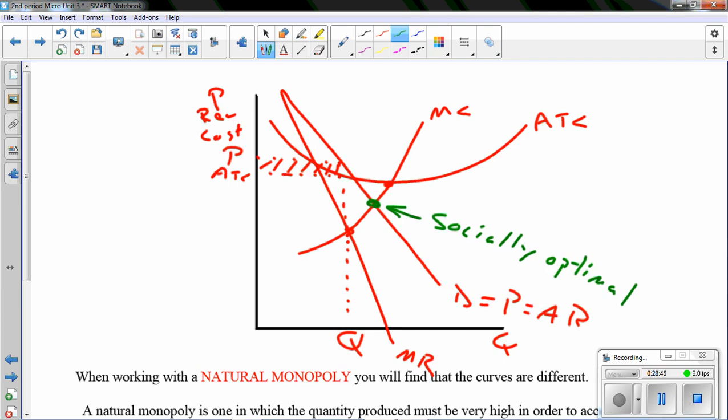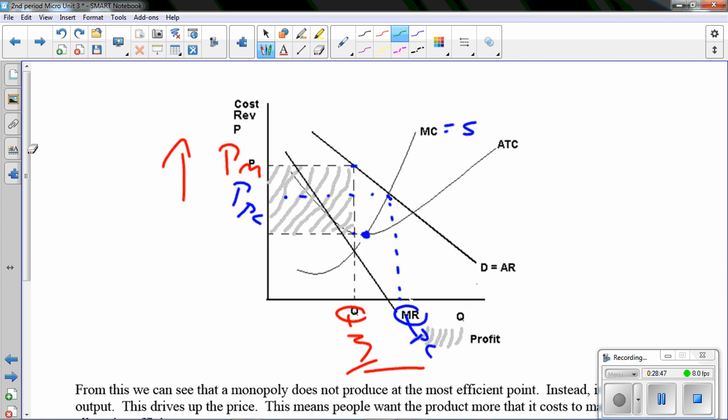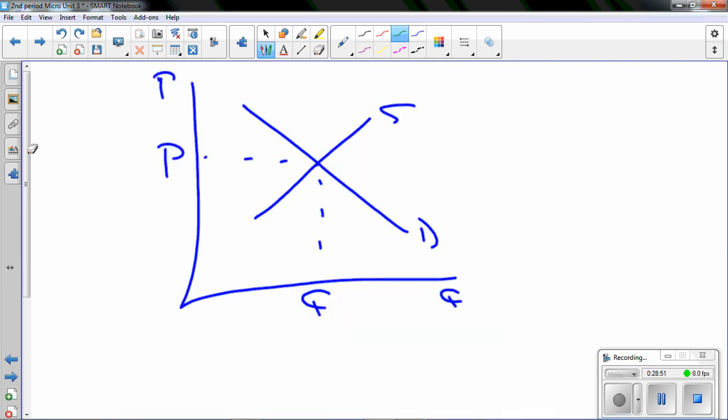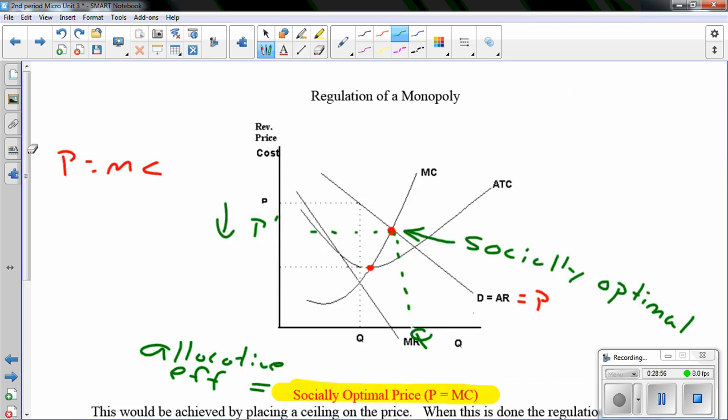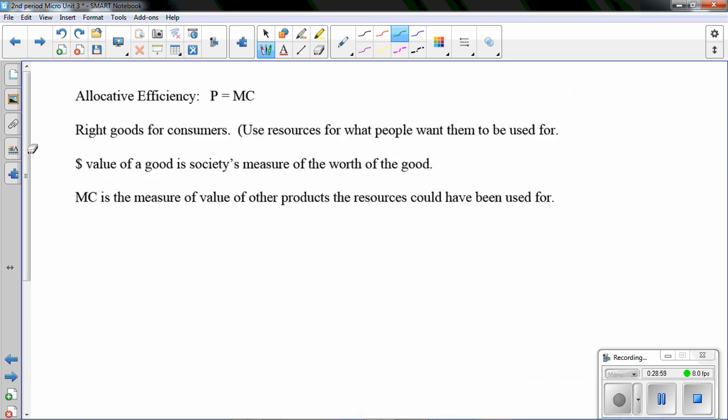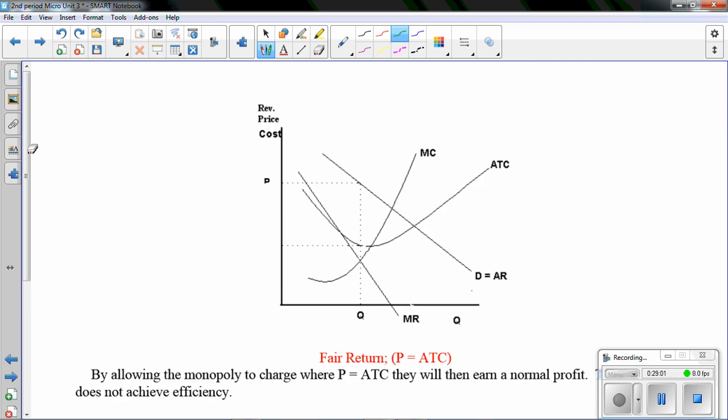All right. So maybe allocative efficiency might not be the best thing to do. So another possibility is we can regulate them for what they get, a fair return. A fair return is where price equals ATC, not price equals minimum of ATC. This is price equals ATC.